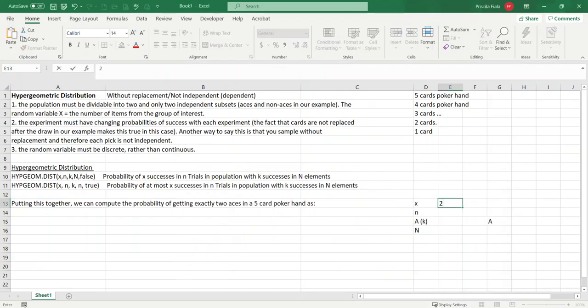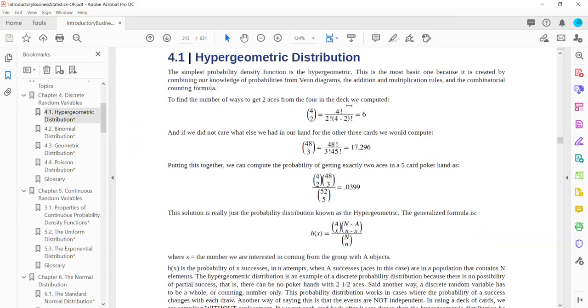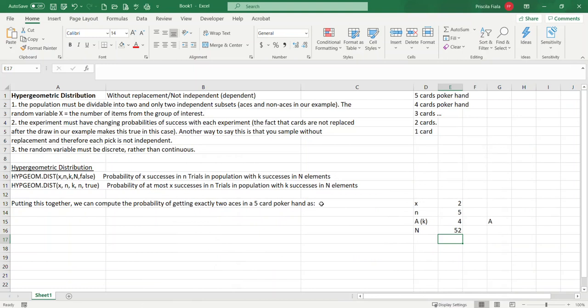So you're looking for two cards in a total of 5 on your hand. A or K in this case is going to be 4 because there are 4 aces total, and the total population, or the total amount you have in a deck of cards, is 52. So I'm just translating all these numbers from this problem and plugging them into this formula. Once you're able to define this, all you have to do is look at these formulas.